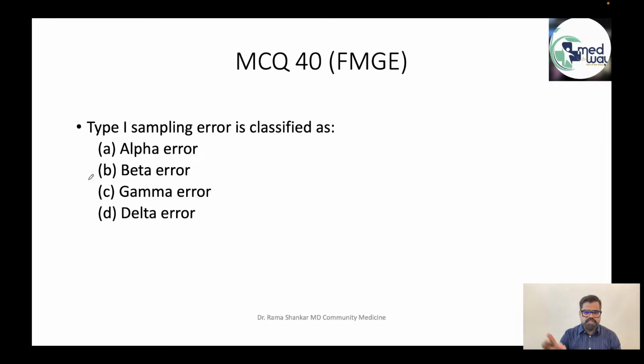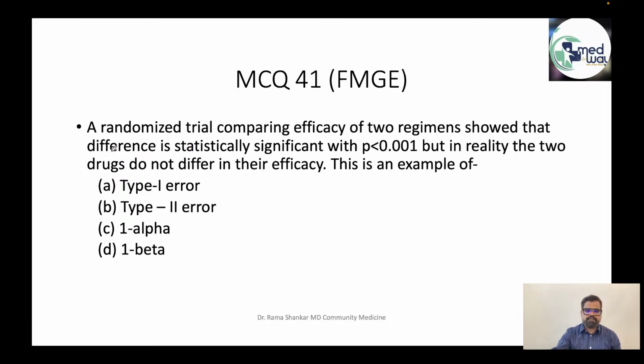Okay. Let's take one more example. Type 1 sampling error is classified as alpha error. I'll not go into it much. Now try to take this. A randomized trial comparing efficacy of two treatment regimens showed that the difference is statistically significant. When you compare two regimens, the p-value came to be less than 0.001, highly significant. But when we checked with the gold standard, in reality, the two drugs do not differ. They are the same.